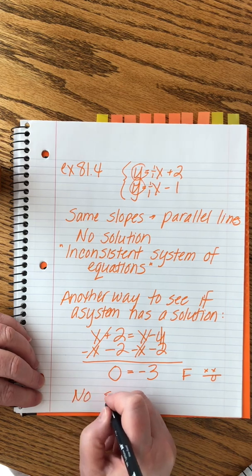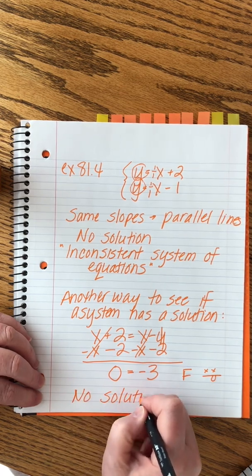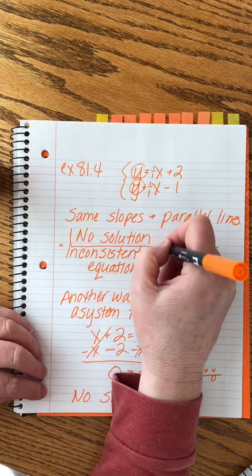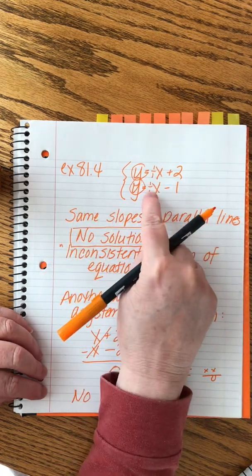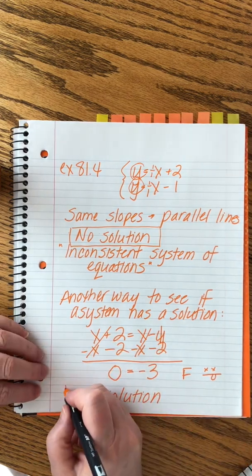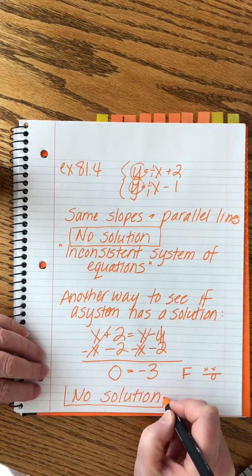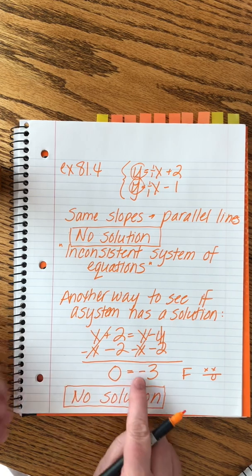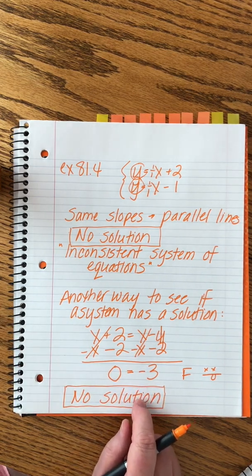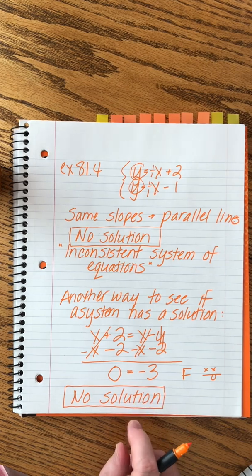That's another way to come to the same conclusion as we did up here. As soon as we saw the slopes were the same, we knew we had trouble. Here's another way: set the two equations equal to each other and try to solve it and see if you get something that makes sense. All right, and the last one.